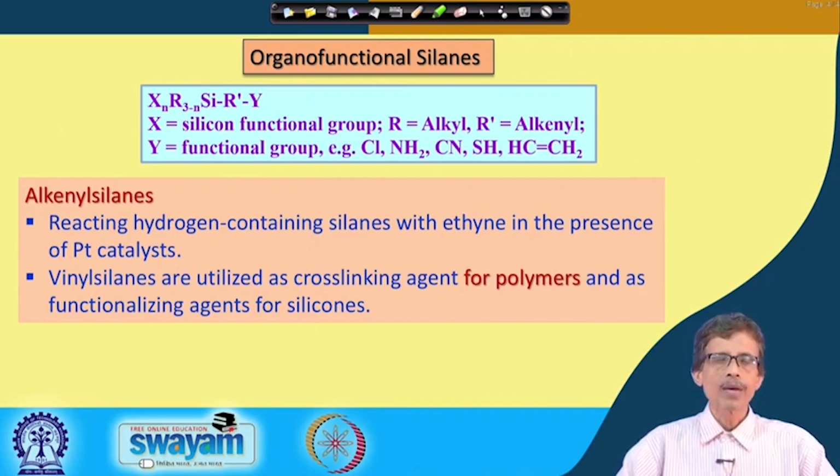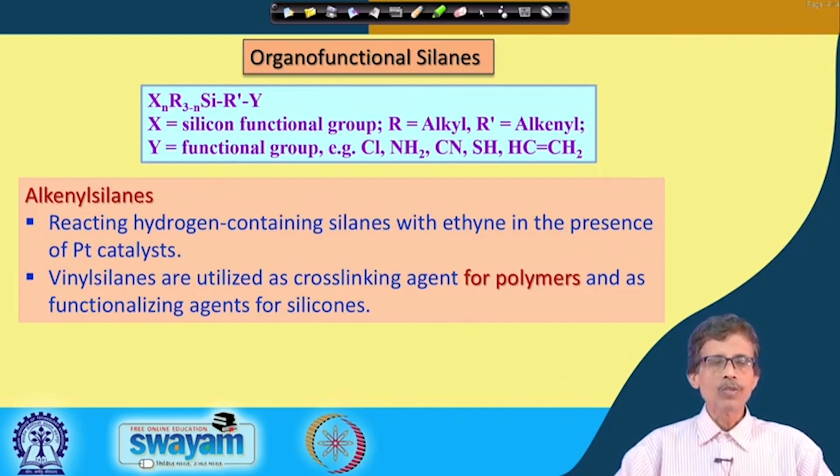So alkenyl silanes, you can have the alkenyl functional groups, where R prime is the double bonded one, alkenyl function, not alkyl function. When you react hydrogen-containing silanes with ethyne in the presence of a platinum catalyst, as we have just seen, it can react at the SiH group, and the hydrogen will be added to that particular double bond, converted to a saturated backbone. So when you have CH double bonded CH2, we call it vinyl silanes.